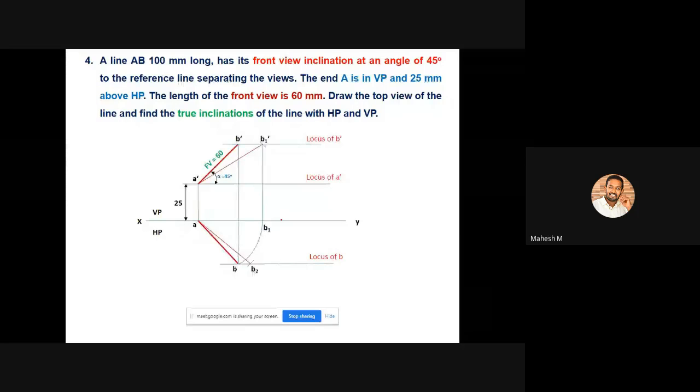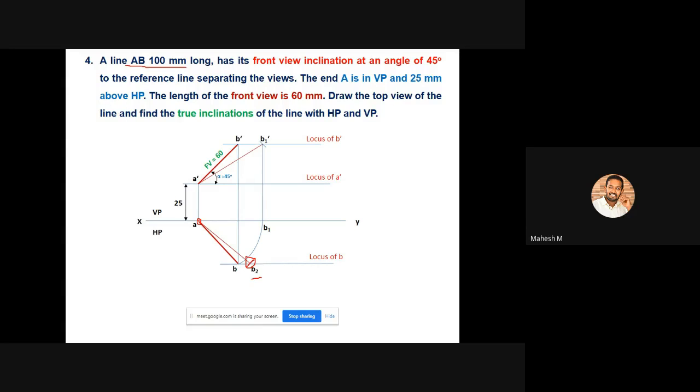So now you have the locus of B, and we know that the end point of the top view of the true line will be on the locus of B. You know the length of this true line, that is 100 mm. So you can set your compass to 100 mm and place it exactly on point A. Create an arc. The arc will touch the line called locus of B. This point will be marked as B2.